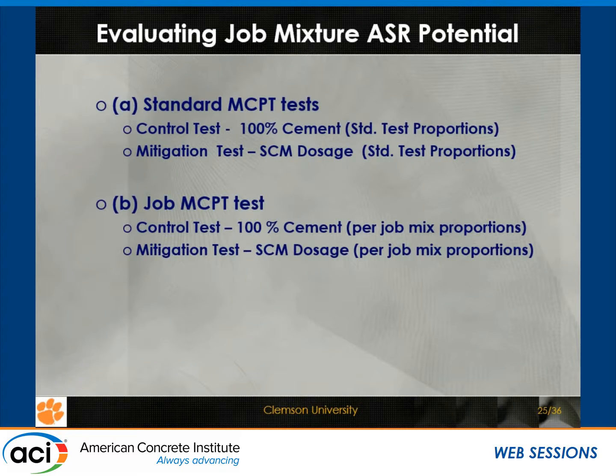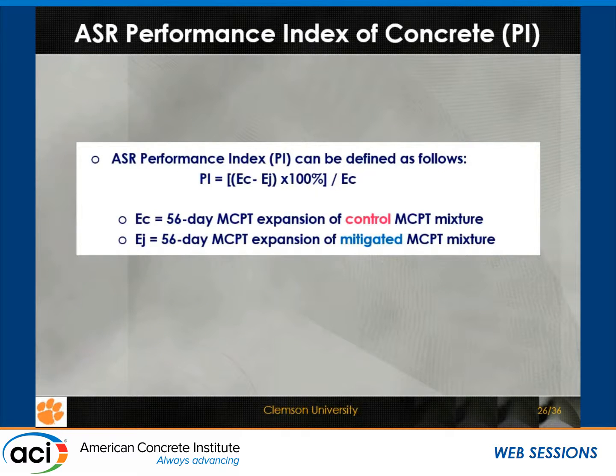In order to evaluate the performance of a job mix, basically what we devised is to run for the standard test as well as the job mix, a control test and a mitigation test. Pretty much every job mix has fly ash or some SCM in it. And so we developed a performance index of concrete, which is basically a comparison of the reduction in expansion between the control and the job mix with reference to the control. And you figure out what the performance index is, and that gives you a measure of how well your job mix is controlling the expansion compared to a control mix.